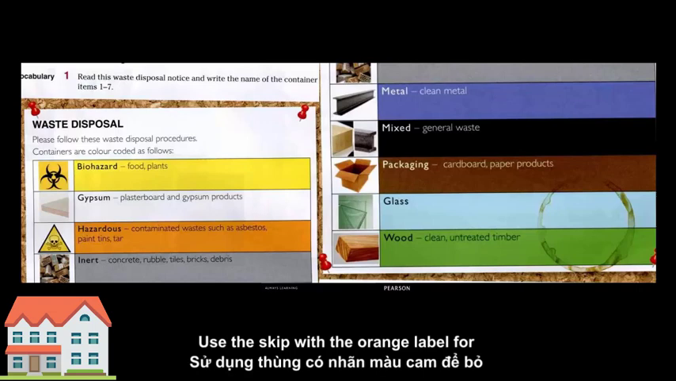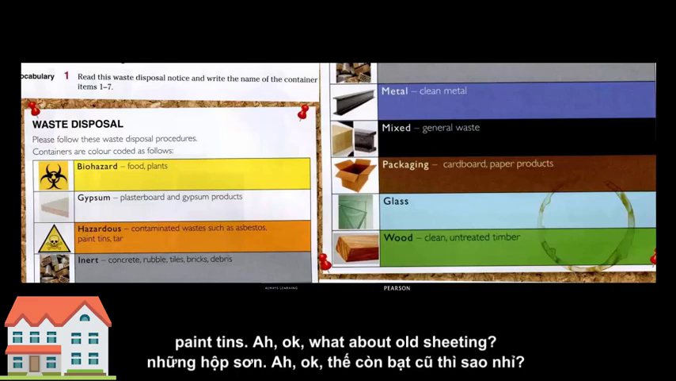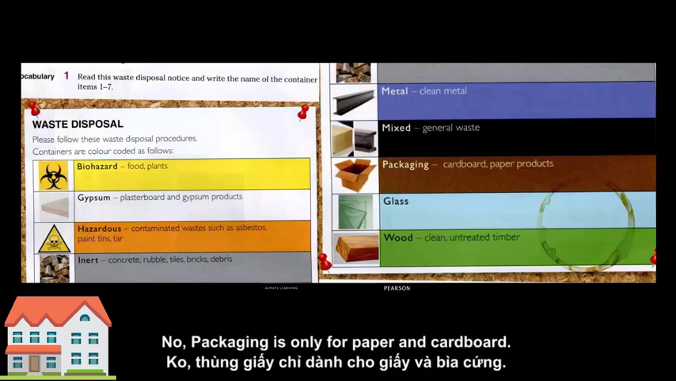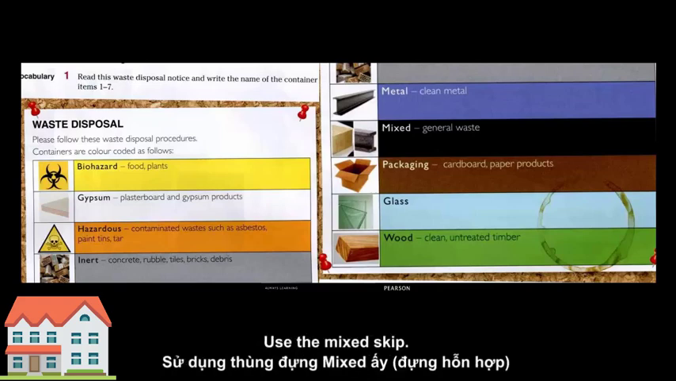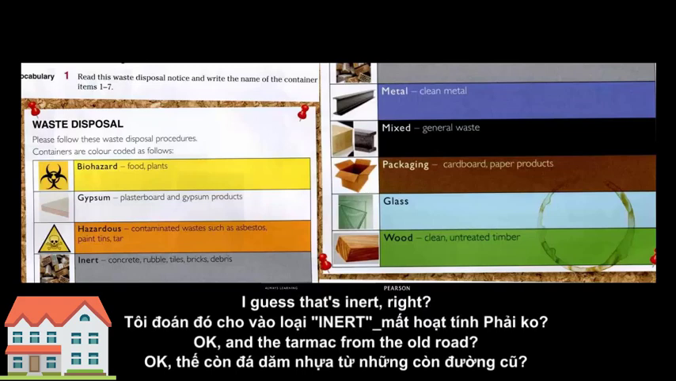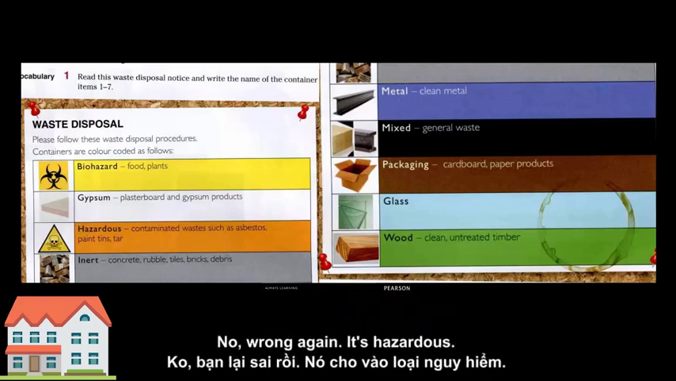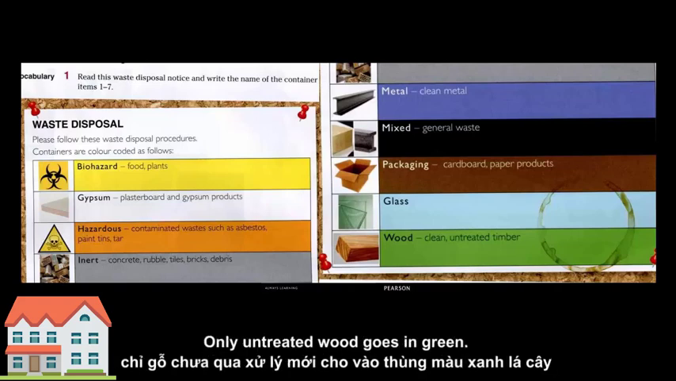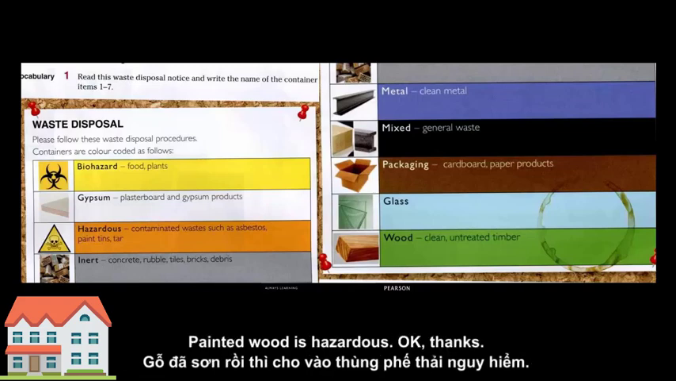Use the skip with the orange label for paint tins. Okay. What about old sheeting? It's polythene, I think. Does it go in packaging? No. Packaging is only for paper and cardboard. Use the mixed skip. Okay. And the tarmac from the old road? I guess that's inert, right? No. Wrong again. It's hazardous. Okay. Wood is easy. That's green, right? Only untreated wood goes in green. Painted wood is hazardous. Okay. Thanks. You're welcome.